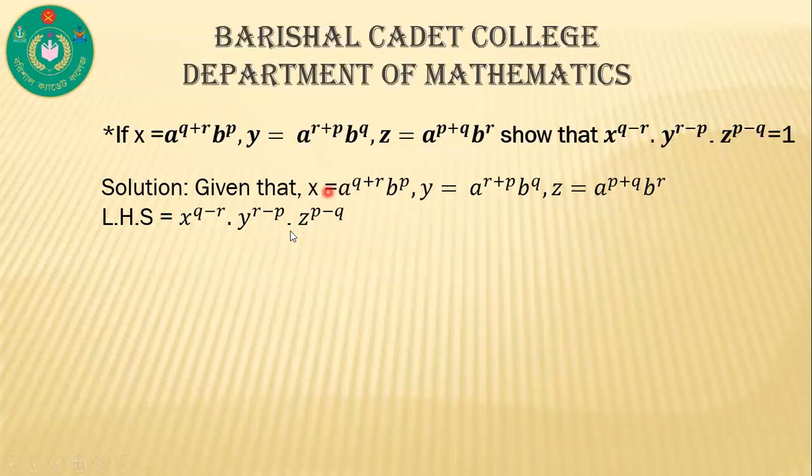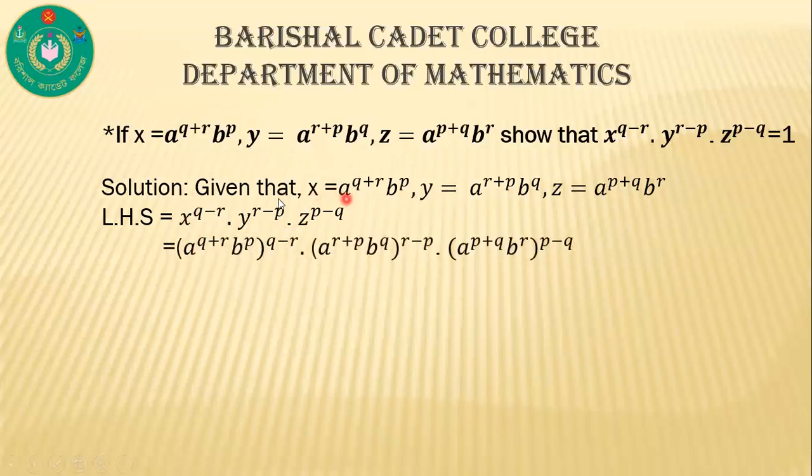Now putting the value of x, y and z here, then we can write x means a to the power q plus r, b to the power p, to the power q minus r, y means a to the power r plus p, b to the power q, to the power r minus p, and z means a to the power p plus q, b to the power r, to the power p minus q.